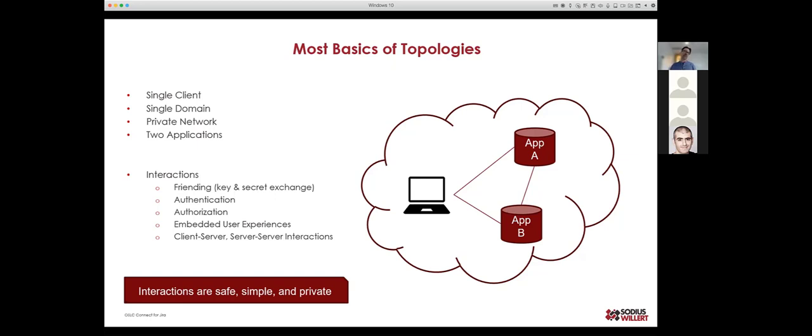Most of the time, these are on a private network, meaning they're inside a company, and all we're dealing with is two types of applications. The interactions we're trying to do, we're doing the friending to be able to do the key and secret exchange in conjunction with OAuth. We need to do those authentication and authorization activities. We're going to embed that user experience, and we have client-server and server-server type interactions. For the most part, this is exactly how our lab operates and what our developers operate on. It's a really simple topology. It's very easy for us to interact with.